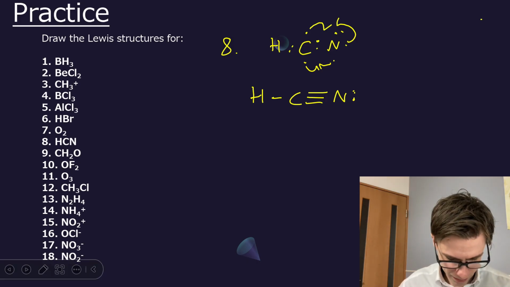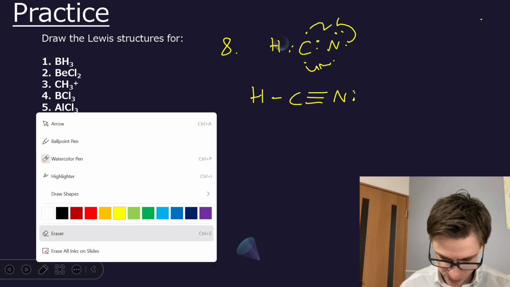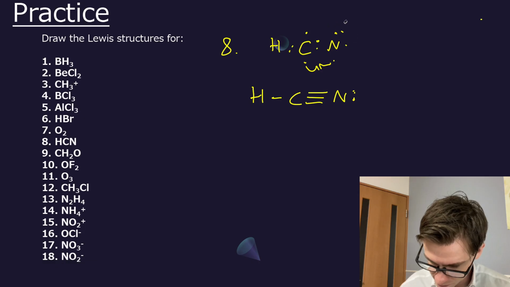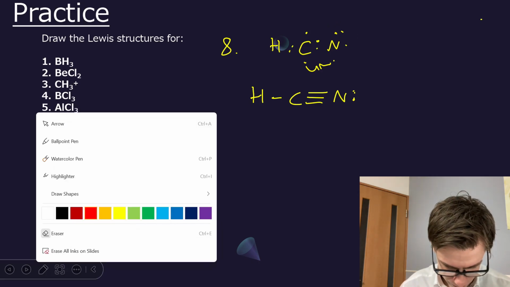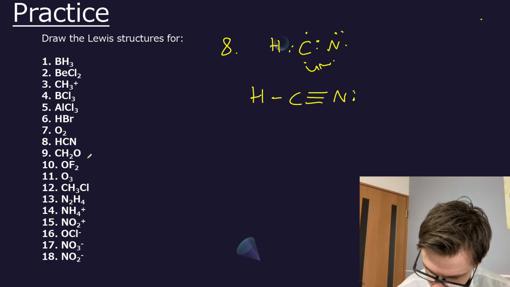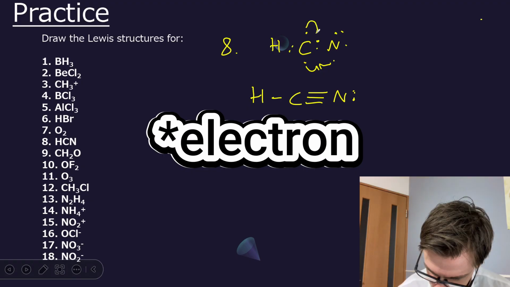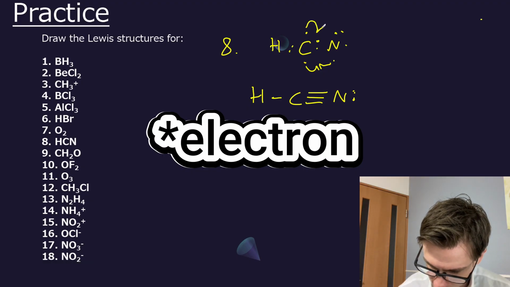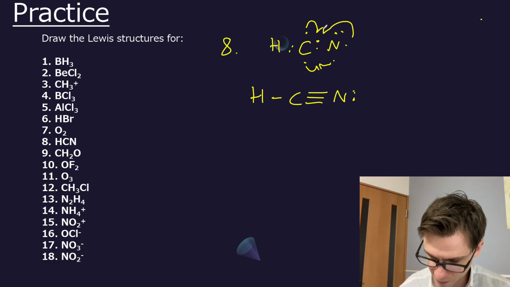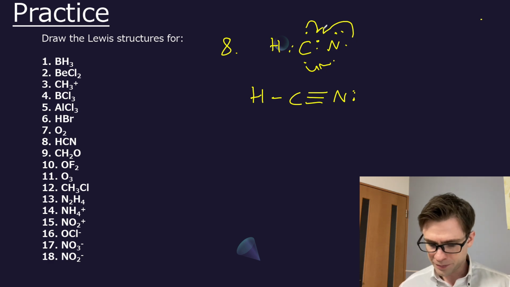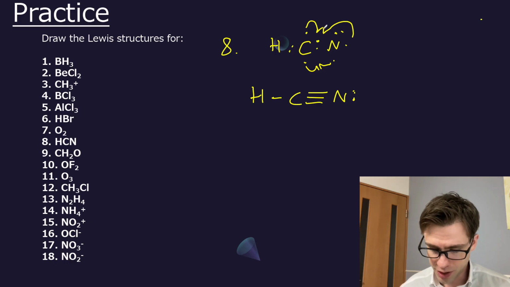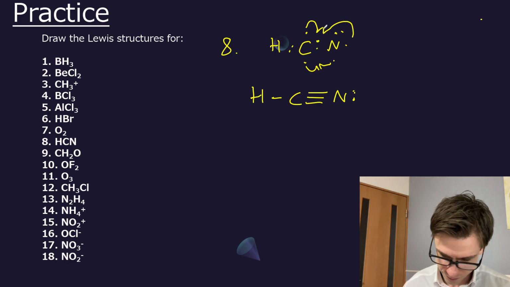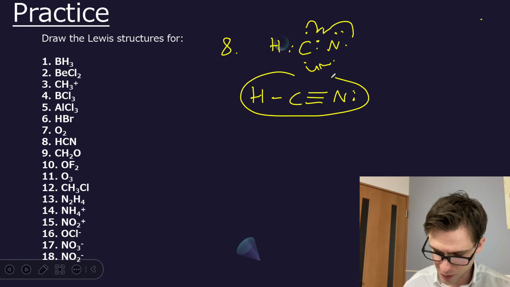Okay, maybe I can make that a little bit clearer on where that came from. So this pair will go make a triple bond, and so will this one. Okay. So we needed to make those octets. We had electrons that could be shared. That's what you need to do. So final structure for HCN here.